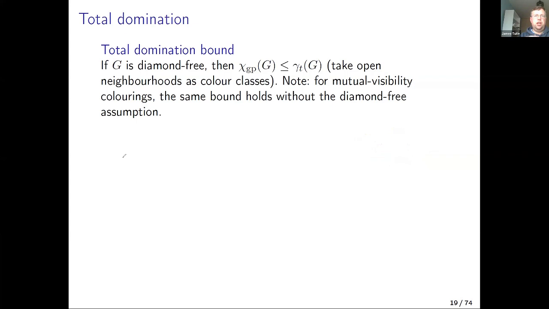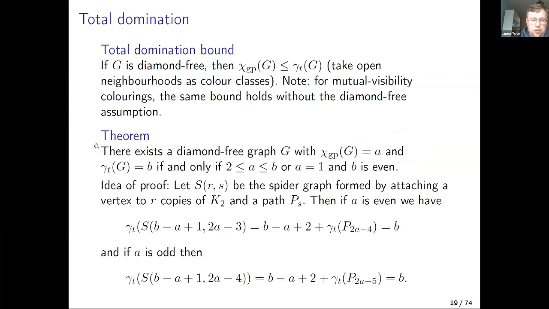Okay, so in a diamond-free graph, any vertex neighborhood will be a general position set. And so we can just take a collection of open neighborhoods that covers the vertex set. In other words, we're using the total domination number. In fact, for mutual visibility colorings, you can imagine how that's defined. The same bound holds without assuming that the graph is diamond-free. Again, these two numbers are not tied together. We can find a diamond-free graph with GP chromatic number A and total domination number B whenever A is less than or equal to B. And you can prove that using spider graphs.